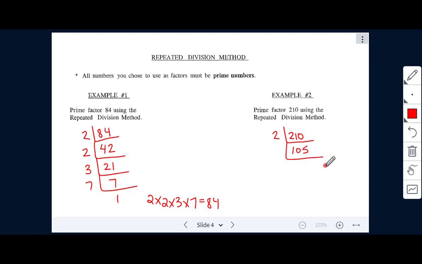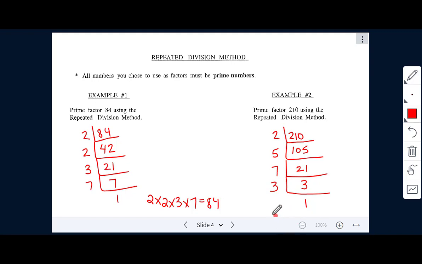All right, next, 105 divided by 5. 5 is a prime number, and that gives me 21. All right, keep going. We can divide by 7. 21 divided by 7 gives me 3. And then 3, we'll divide by 3 to give me 1.